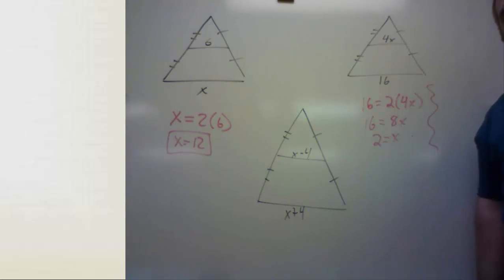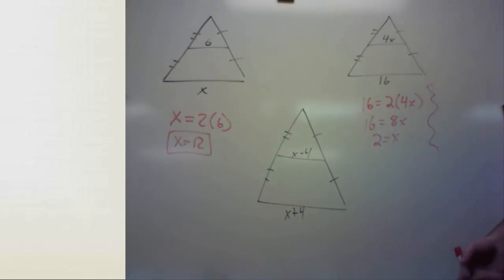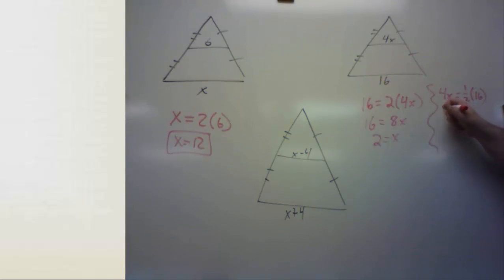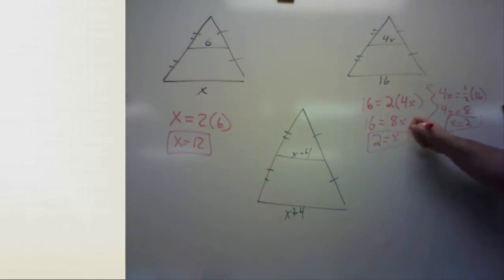I think you can sometimes run into a little bit of difficulty, plus sometimes you get fractions going this way. But I could have said 4x equals half of 16. That's a true statement. This here is half of this length. And if I then simplify, I get 4x equals 8. Divide both sides by 4, I still get x to be 2. I get the same answer either way.